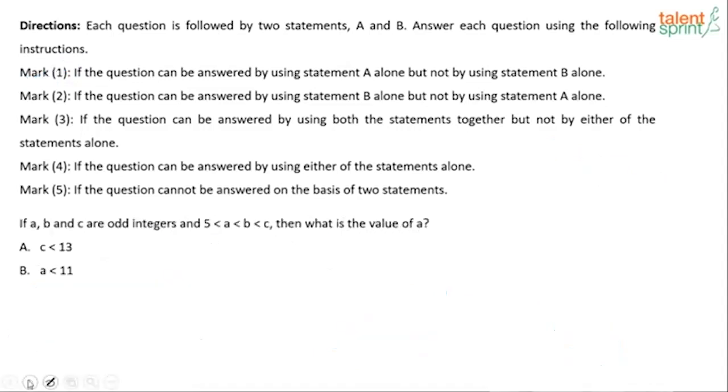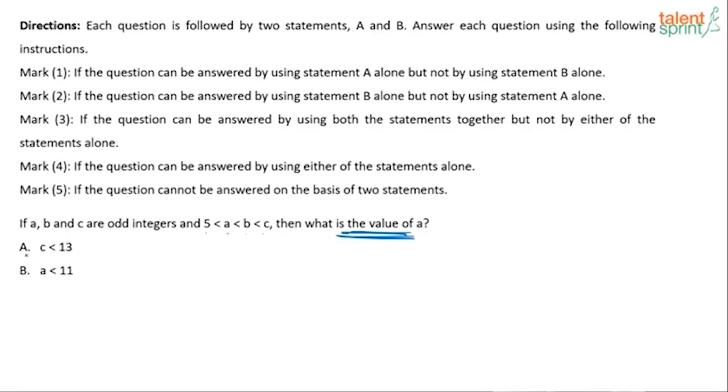Alright? Next question. Here's the third one. Try it out. Alright, here we go. So the next question on data sufficiency. If A, B and C are odd integers and 5 is less than A, less than B, less than C, then what is the value of A? Simple question, right? What is the value of A?